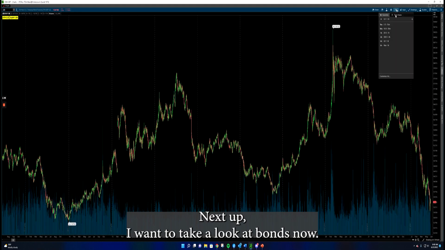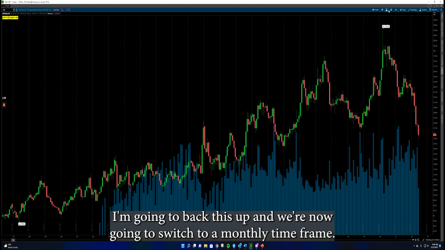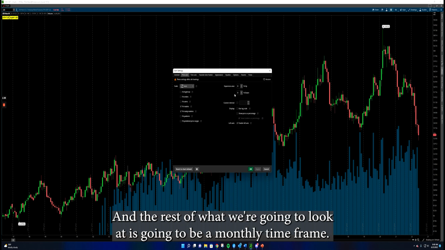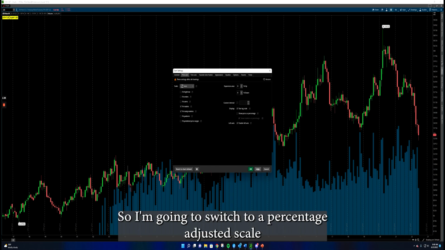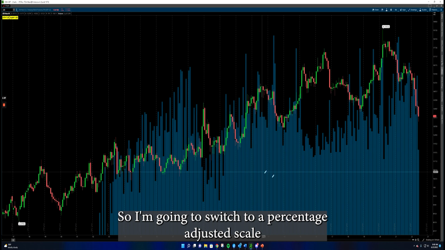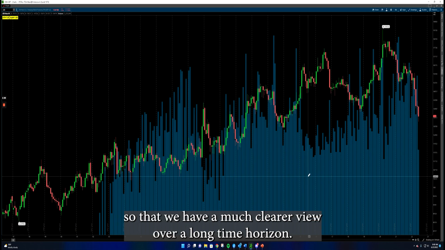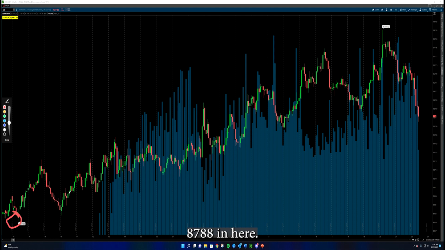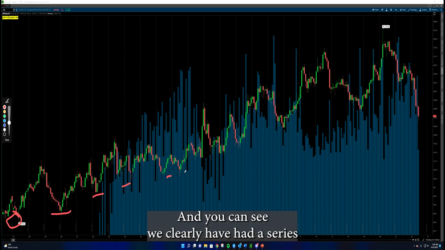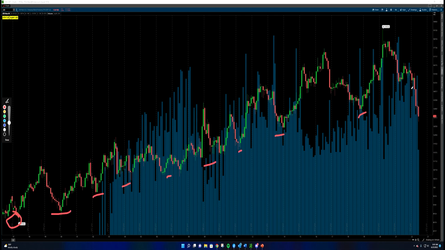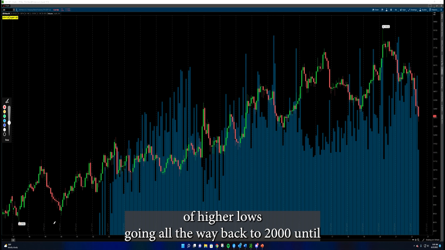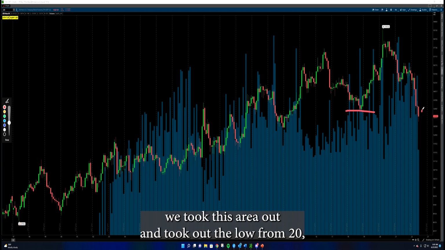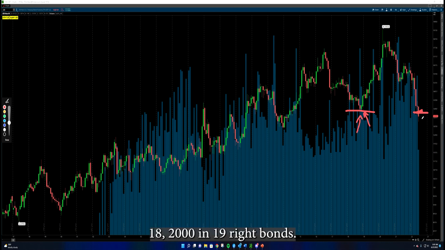Next up, I want to take a look at bonds. Now, I'm going to back this up, and we're now going to switch to a monthly time frame, and the rest of what we're going to look at is going to be on the monthly time frame. So I'm going to switch to a percentage-adjusted scale so that we have a much clearer view over a long time horizon. This chart goes all the way back to 1997, 98 in here, and you can see we clearly have had a series of higher lows going all the way back to 2000 until we took this area out and took out the low from 2018, 2019.